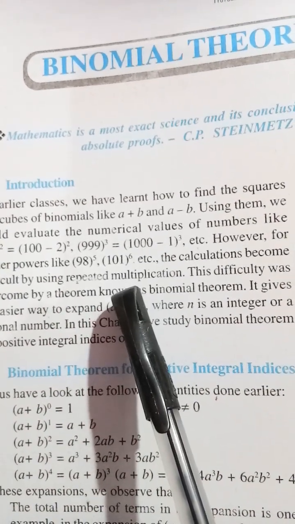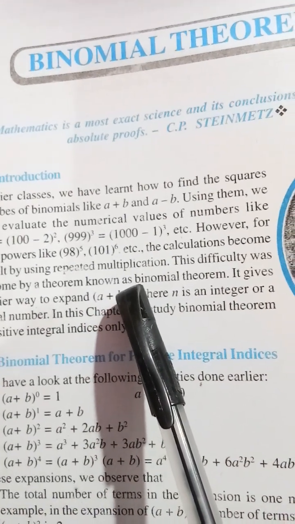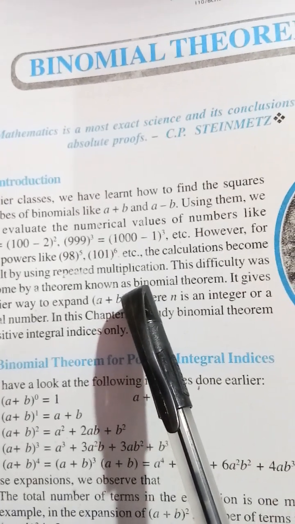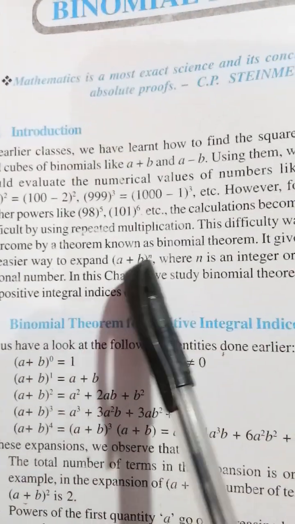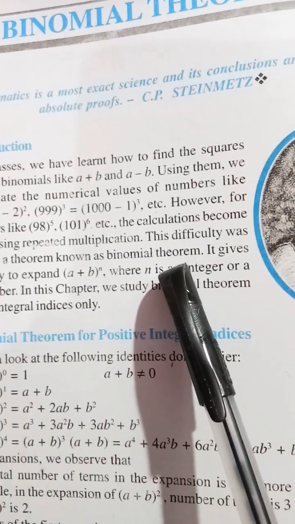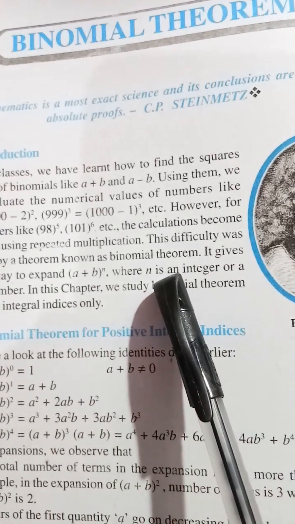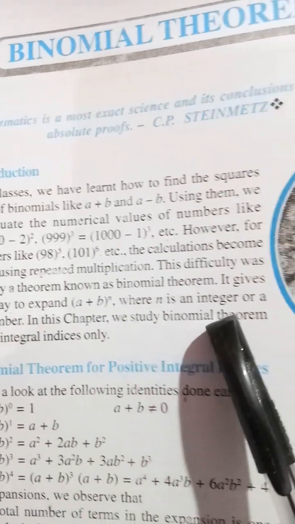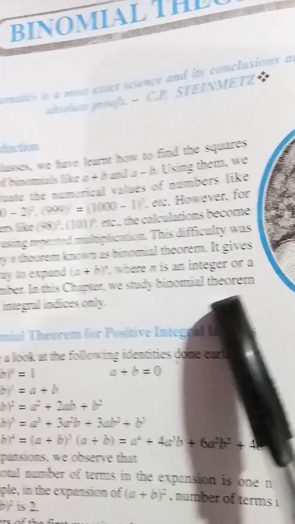Repeated multiplication will provide you the difficulties. For those difficulties, we have got an outcome, i.e. the binomial theorem, and the Blaise Pascal line here provides you the information. This difficulty was overcome by the theorem known as the binomial theorem. Binomial theorem provided the solution for this complicated multiplication problem. It gives an easier way to expand (a plus b) whole n, where n is an integer or a rational number. In this chapter, we study the binomial theorem.